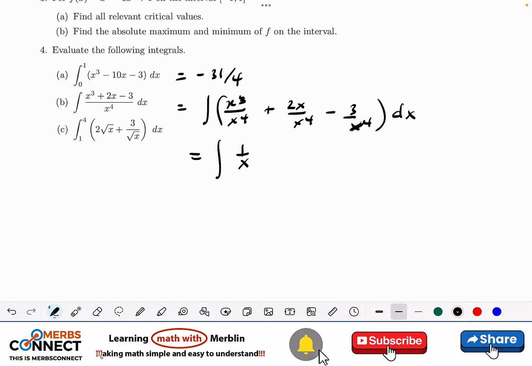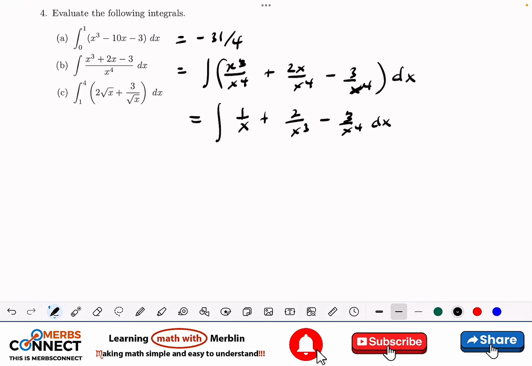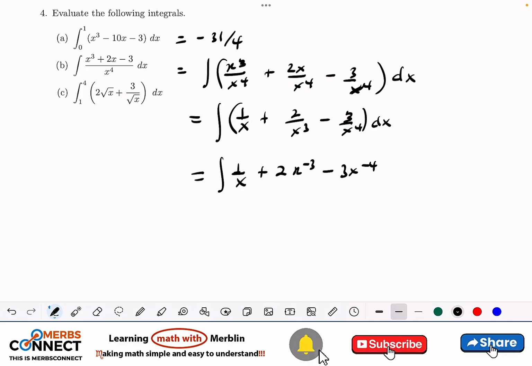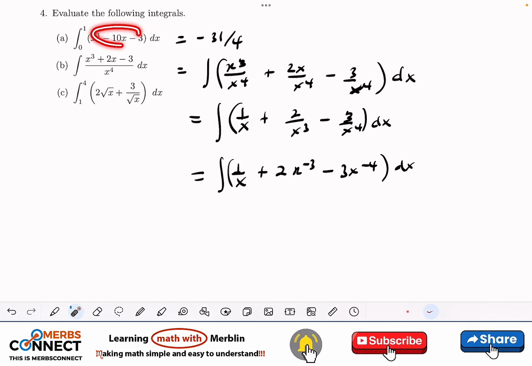Because x cubed divided by x to the power 4, plus 2 divided by x to the power 3, minus 3 divided by x to the power 4. Then we can write this one as the integral of 1 over x plus 2x to the power negative 3 minus 3x to the power negative 4 dx. So you see that anytime I'm doing integration and the integrand is not in polynomial function form like this, I don't just start doing the integration. I need to do simplifications before I start.